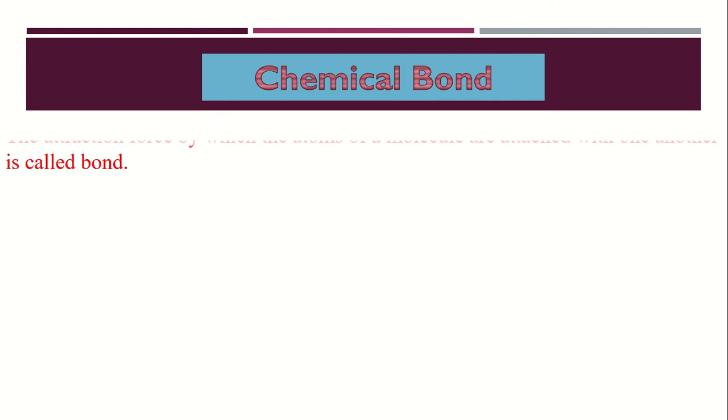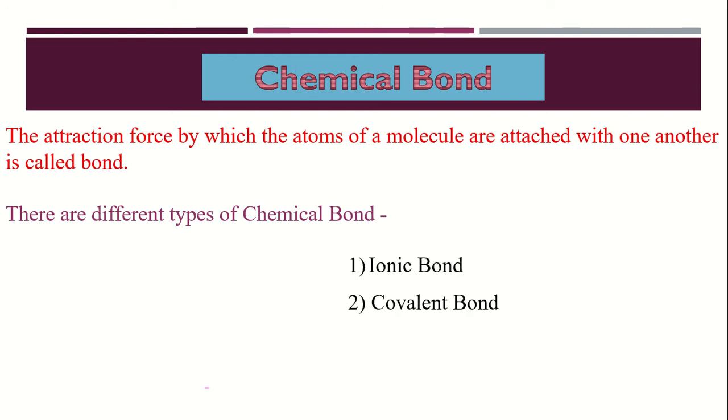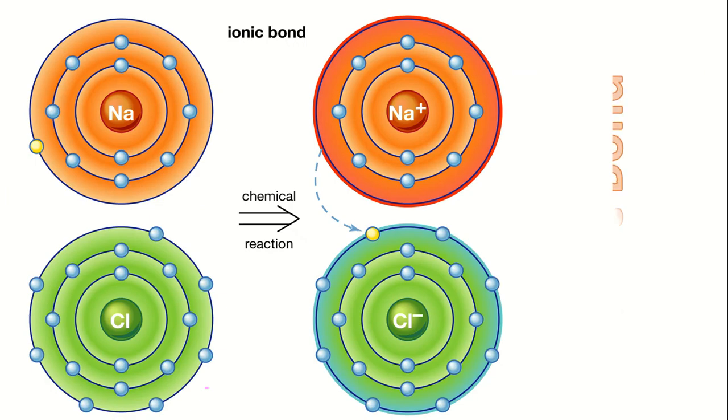Last class, we had learned the attraction force by which the atoms of molecule are attached with one another is called chemical bond. And there are different types of bonds. These are ionic bond, covalent bond, coordinate bond, metallic bond, etc. Today, in this class, we will discuss about ionic bond.